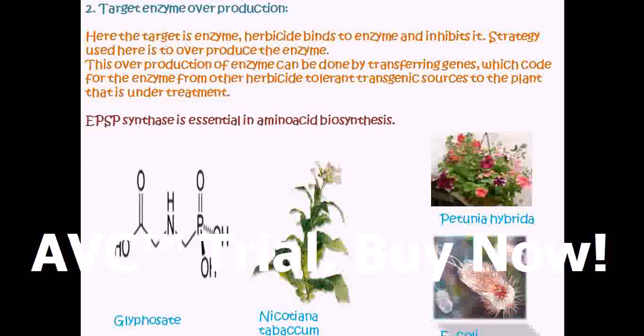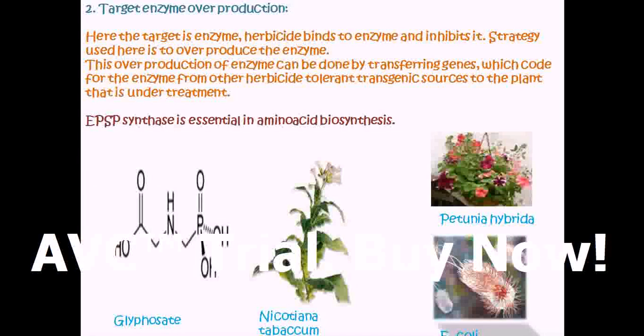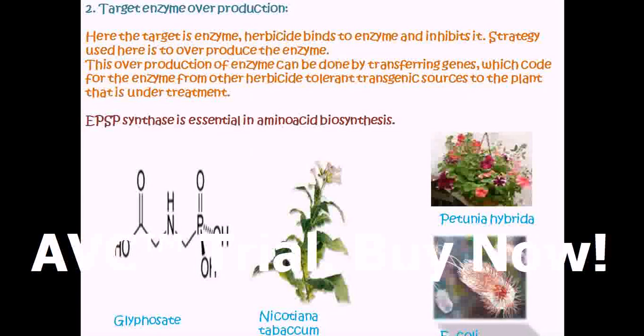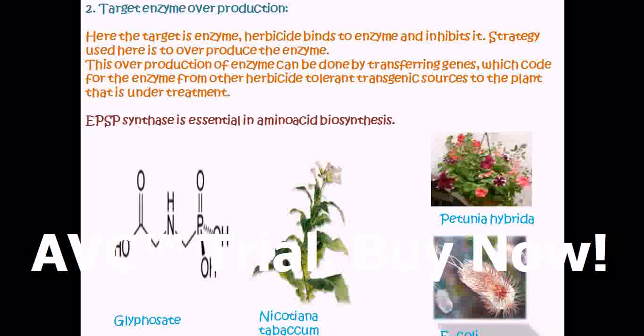The next strategy is target enzyme overproduction. We are overproducing the enzyme. An example of such an enzyme is the EPSP synthase enzyme. We take the gene source from Petunia hybrida and E. coli. Combining these two genes, we prepare a chimeric gene sequence and introduce it into Nicotiana tabacum so that it can overproduce the EPSP enzyme, which is essential in amino acid biosynthesis, as a result of which resistance is provided towards the glyphosate herbicide.